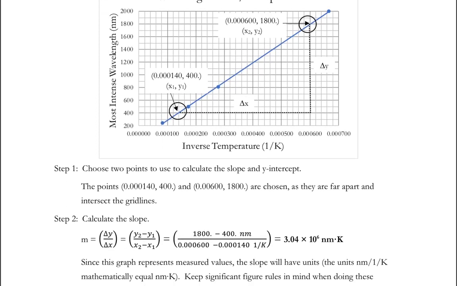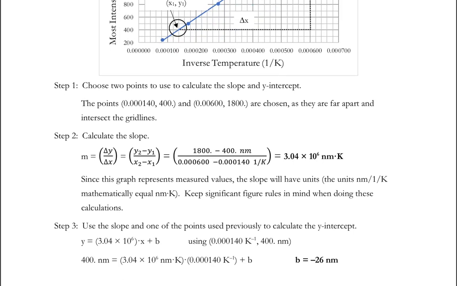So using those data points, we calculate the slope. So y2 minus y1, 1800 minus 400, divided by x2 minus x1, 0.000600 minus 0.000140. We put units in there, and for the y, it's the y units, nanometer. For the x, it's the x unit, 1 over Kelvin. So when we take that difference, do the division, we get 3.04 times 10 to the 6th. Notice our units are simplified, nanometers Kelvin.